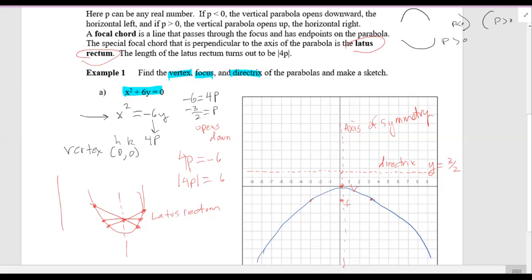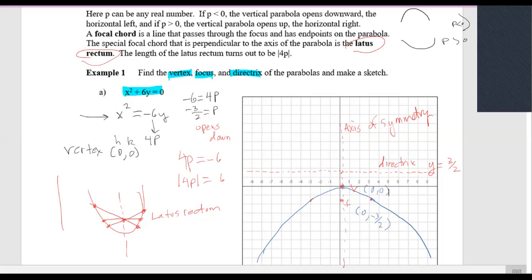But as long as you got these 3 points and you got the focus located here, here's your directrix, and you can see that the focus is 0, -3/2. Those are the coordinates of it. Your vertex is 0, 0. So that's enough on the drawing.